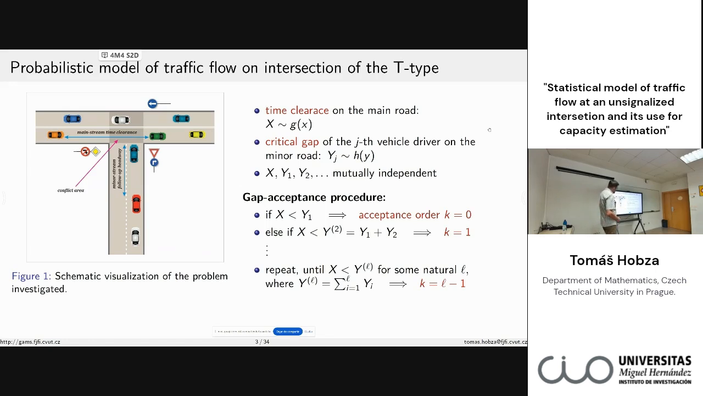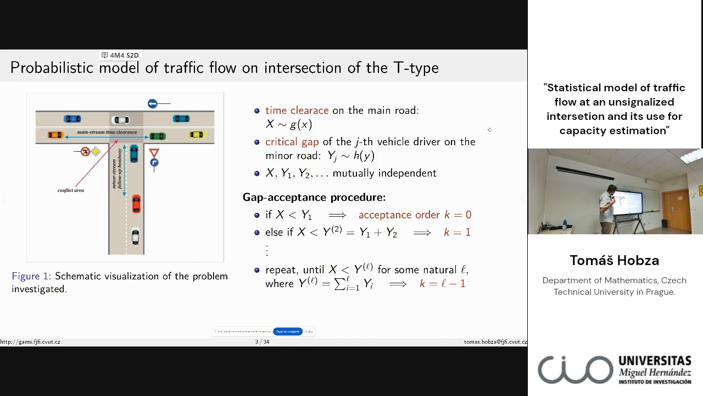So in the models used in engineering practice, they assume that the critical gap, this is the time the driver wants in order to enter or not, is a constant. But this is not a very good description. So we propose to model this critical gap again as a random variable. This means that different drivers have different values.